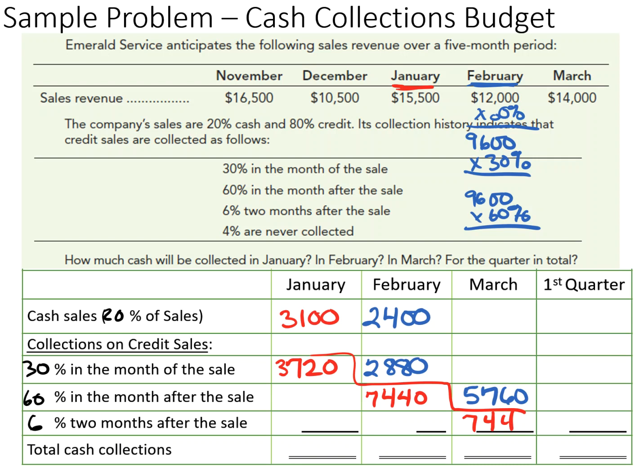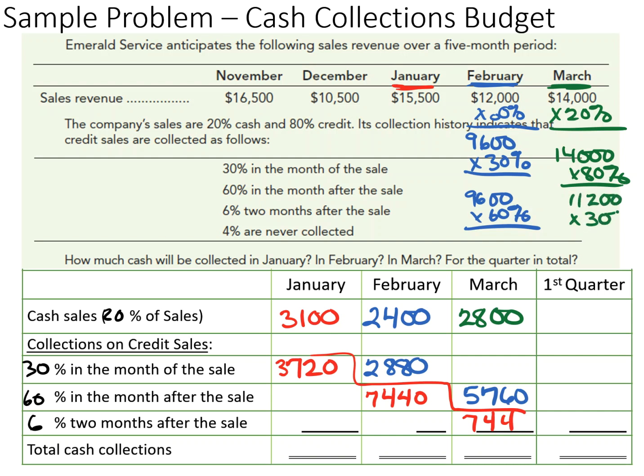Let's go ahead and do March. I'll change colors again. So March we'll do in green times 20%. 14,000 times 20% is $2,800. Now I get to collect 14,000 times 80% for credit sales. 14,000 times 80%. So $11,200 times 30% I collect in the month of sale. So that's $3,360. So we're filling her up.